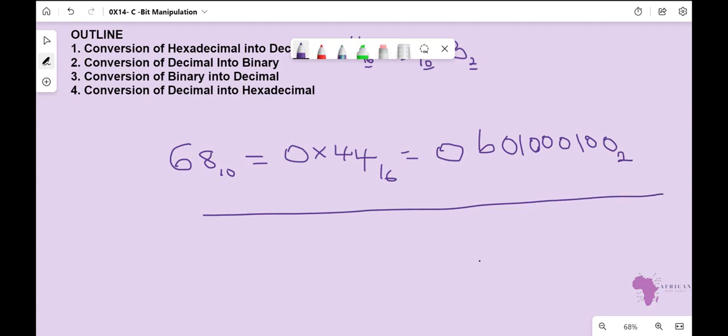That is, 68 base 10 is equal to 0x44 base 16, which equals 0b01000100 base 2. Guys, we are done with that. Let's now get into solving the quiz. I find this necessary because it will help you to be able to solve the quiz.